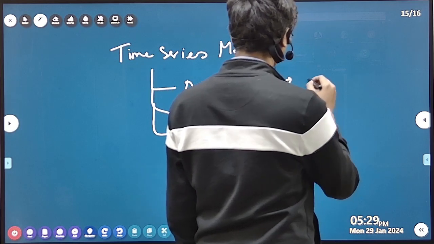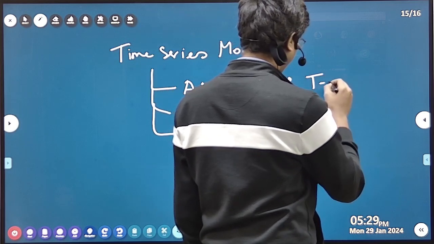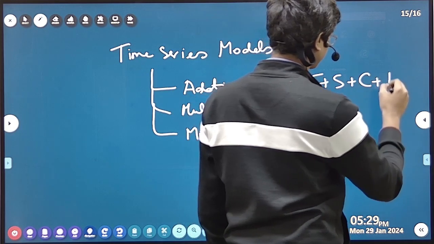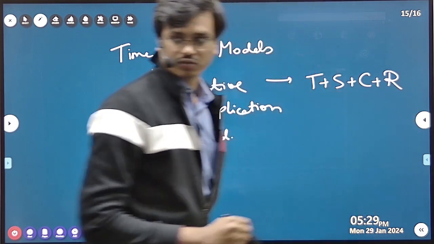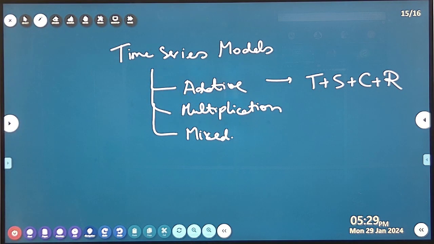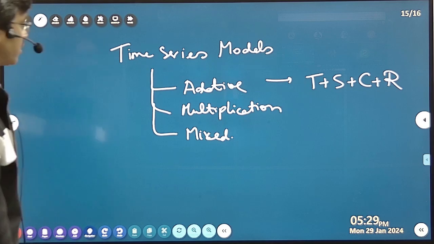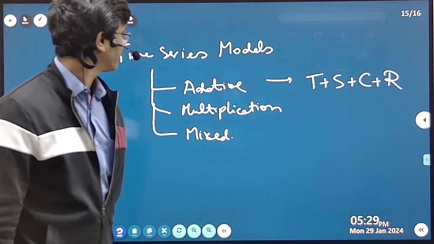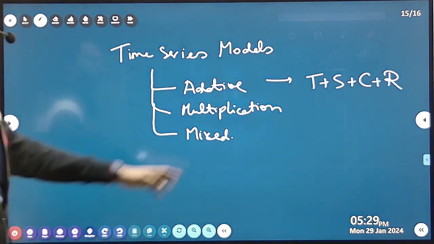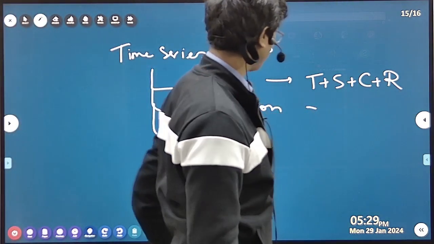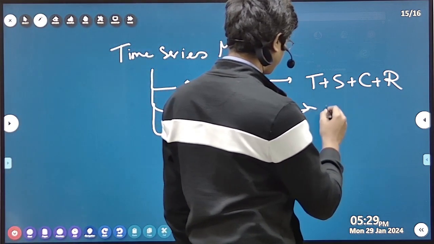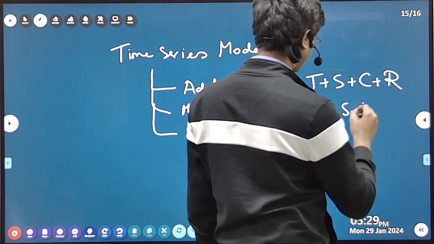In additive, it is nothing but your trend plus seasonal plus cyclical plus random. So this is your time series, right? This is your additive model. So you say that your forecast is a sum of all of these factors. Okay. So what is it in multiplication terms? In multiplication terms, it is T into S into C into R.